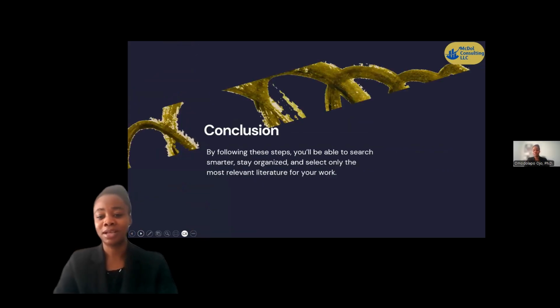So in conclusion, I've been able to share with you ways you can be smart in your search of literature, in organization, and in documentation. And I hope this helps.